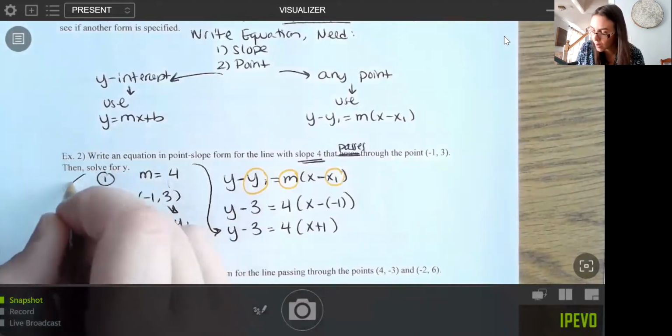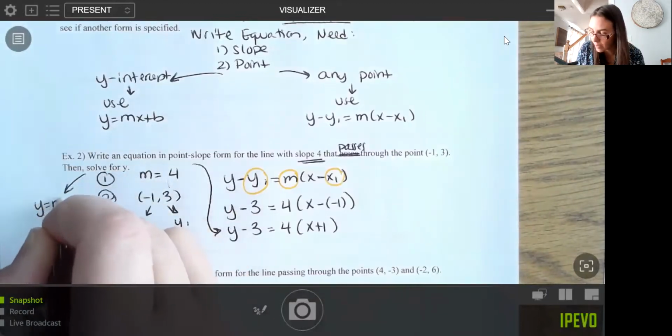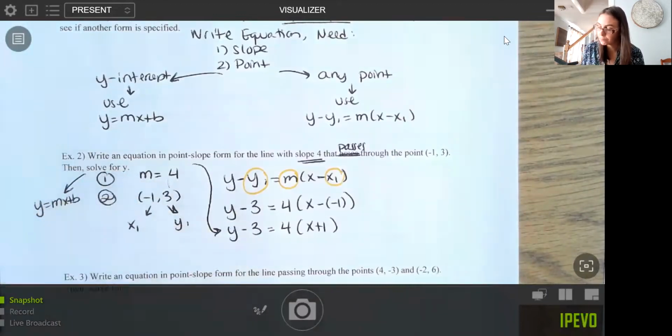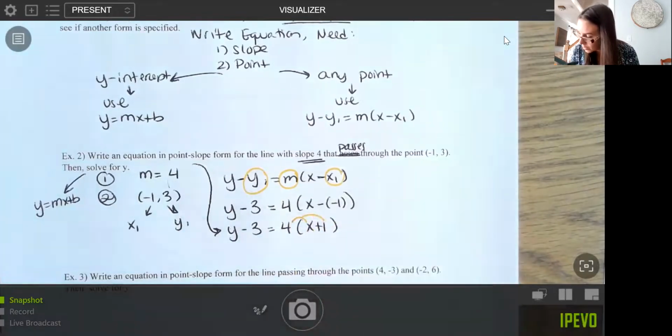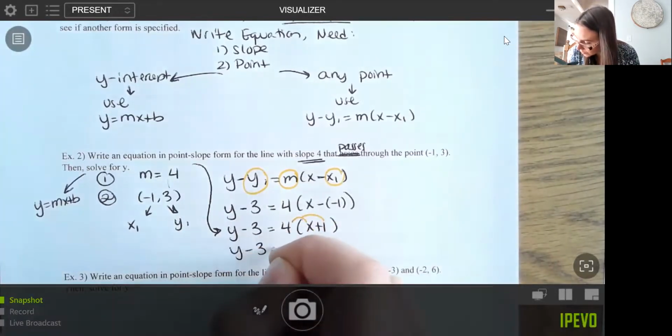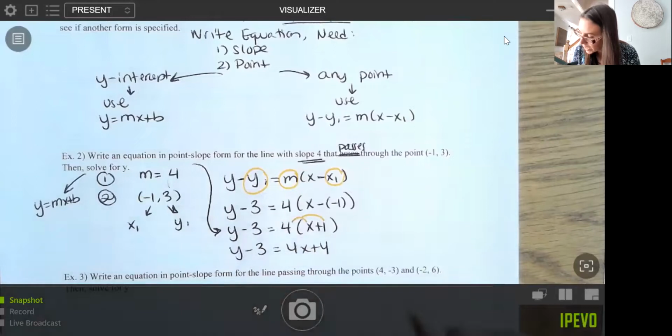So if you see solve for y, that means they want it in that y equals mx plus b form instead. And all you're going to do is keep simplifying. So I'm going to go ahead and distribute that 4 over here. So I have y minus 3 equals 4x plus 4. And then I'm going to go ahead and bring that 3 to the other side. So I'm going to add that 3 to both sides.